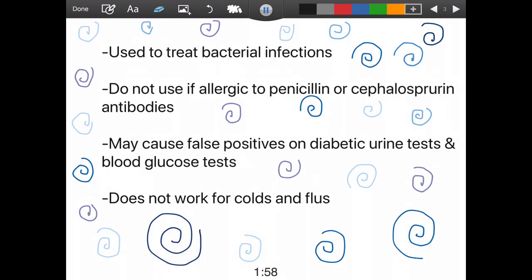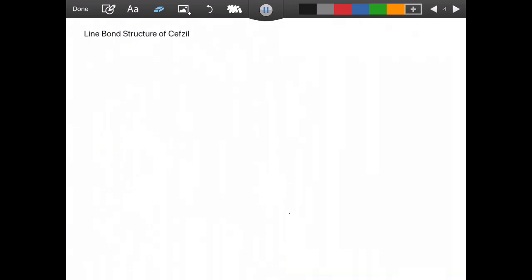It is used to treat bacterial infections such as bronchitis, or infections in the skin, ears, sinuses, throat, tonsils, etc. The medication works in a way to stop and prevent bacterial growth and regrowth, and you should not use it if allergic to penicillin or the antibiotic that I have listed, and it may cause false positives on diabetic urine tests and blood glucose tests, and it does not work for colds and flus since it is used to treat bacterial infections. Moving on, we are going to draw the line bond structure of Cefzil.